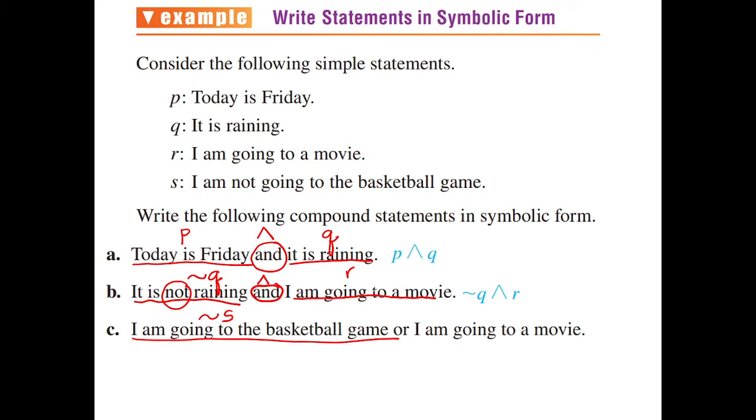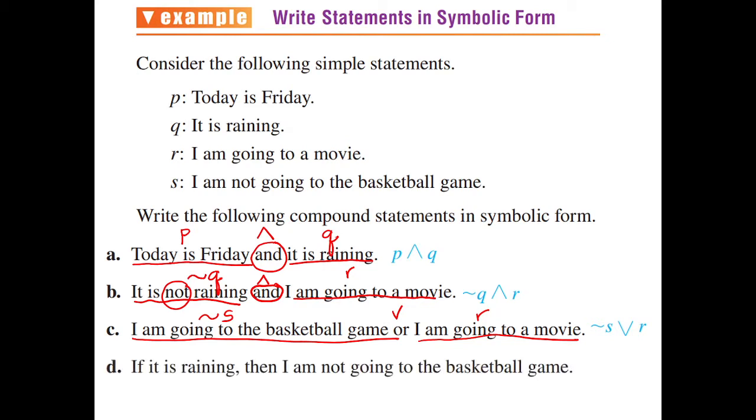Ang or nga symbol, this one. I am going to a movie, letter R. So meaning, ang symbolic form is this. Let's have example letter D. If it is raining, unsa to'y it is raining? Tanawan ninyo ang it is letter Q. Unsa ning if then? Mao ni symbol sa if then.